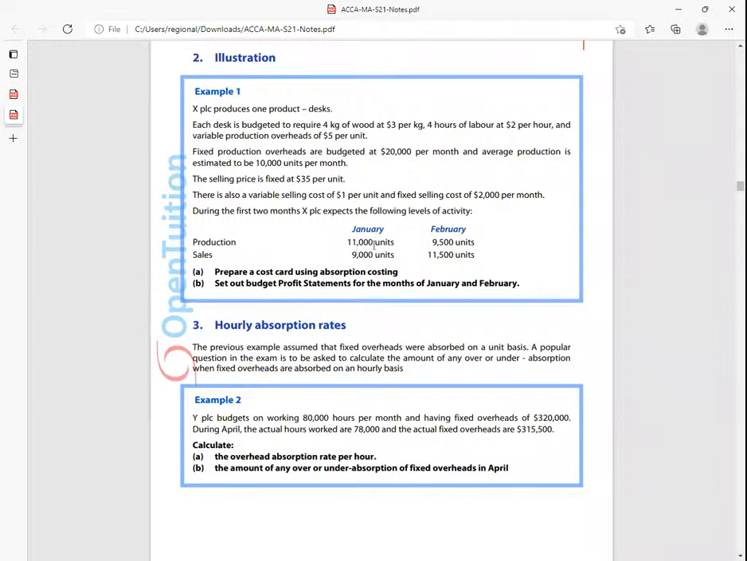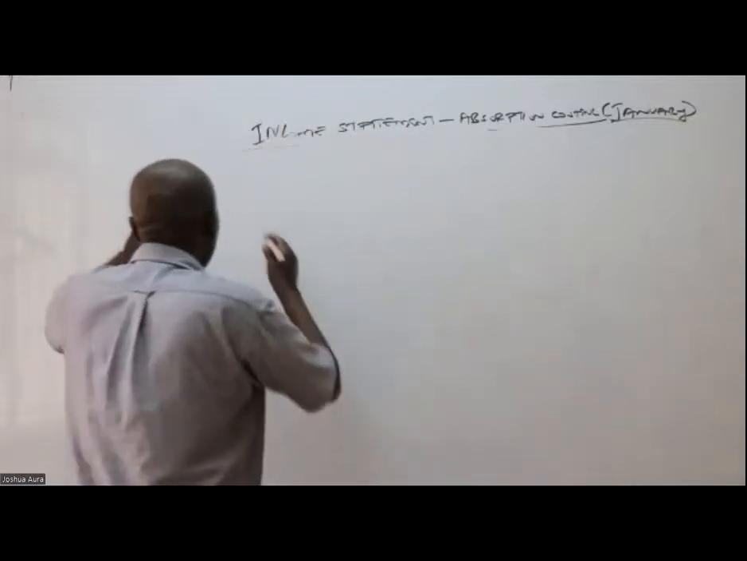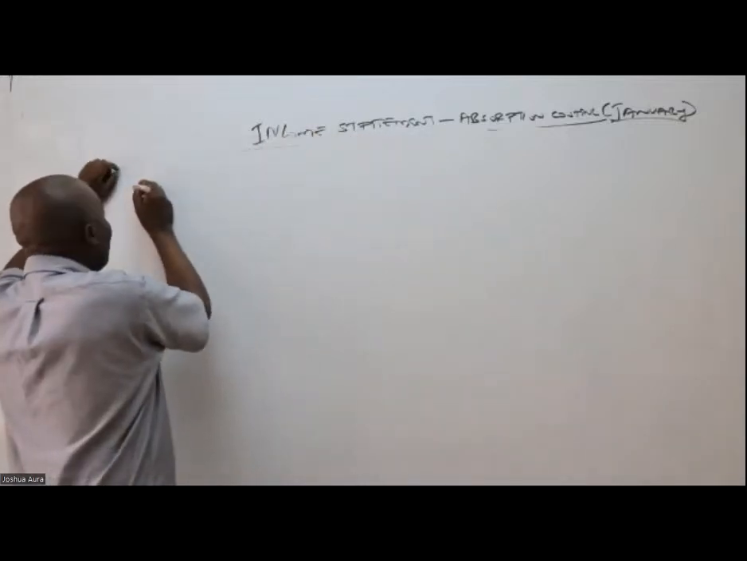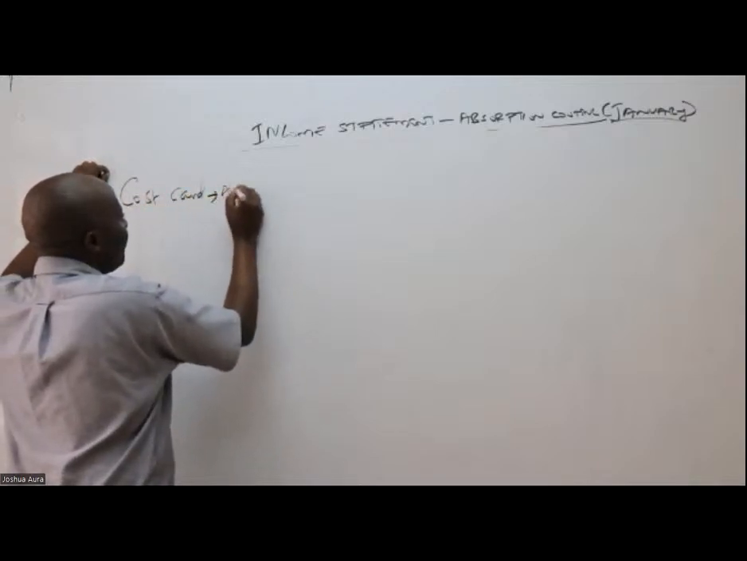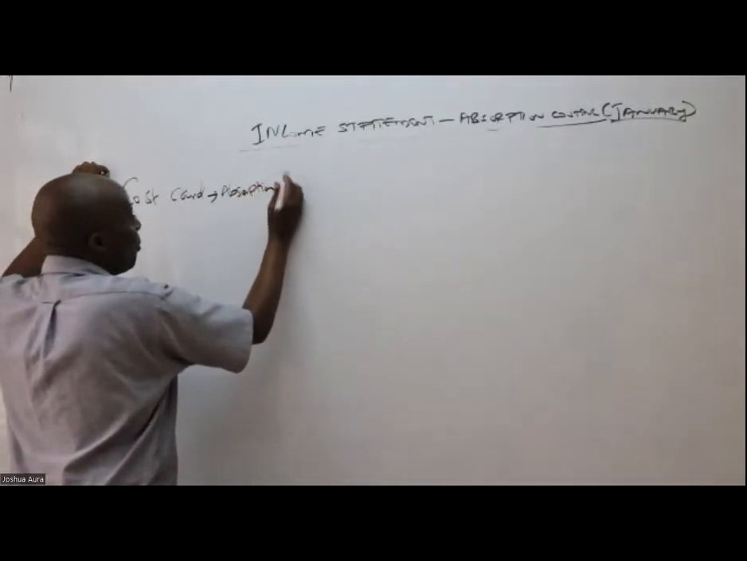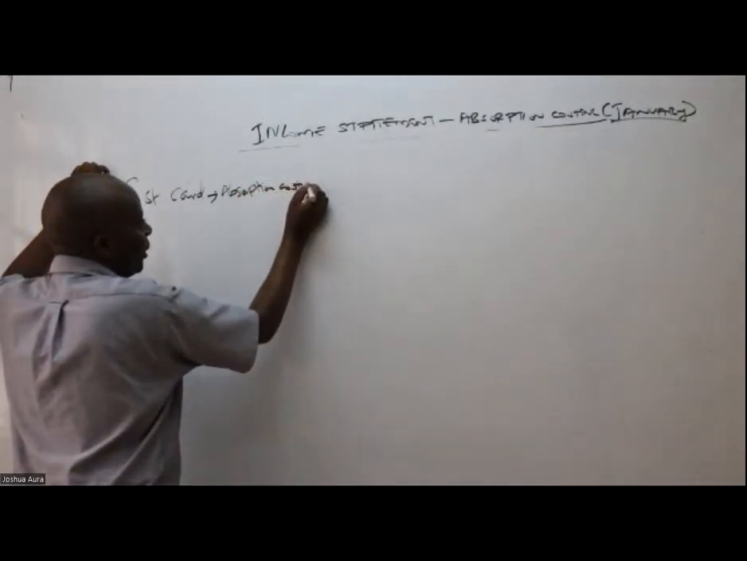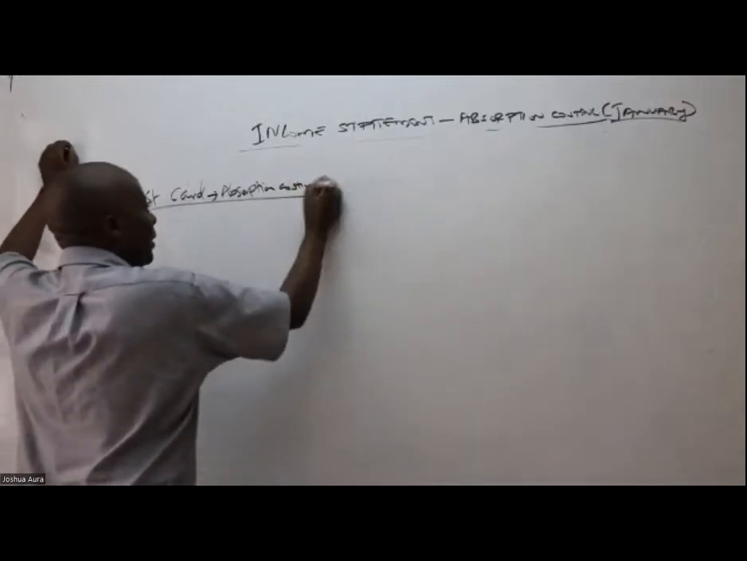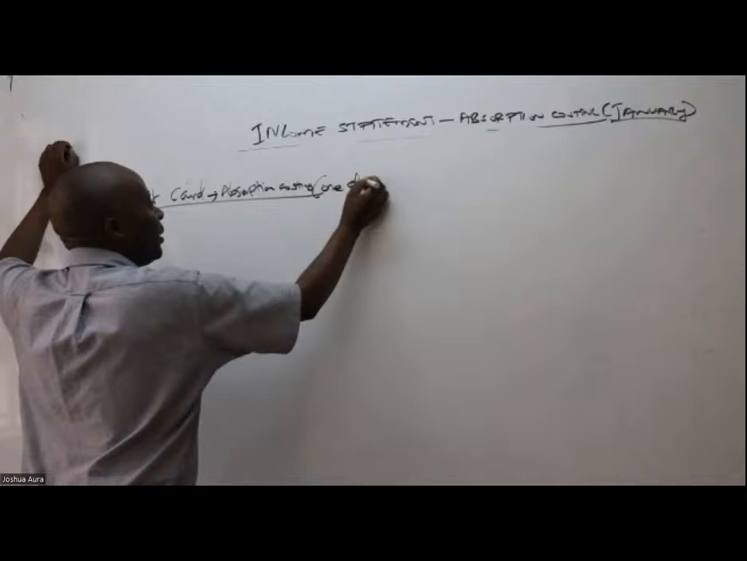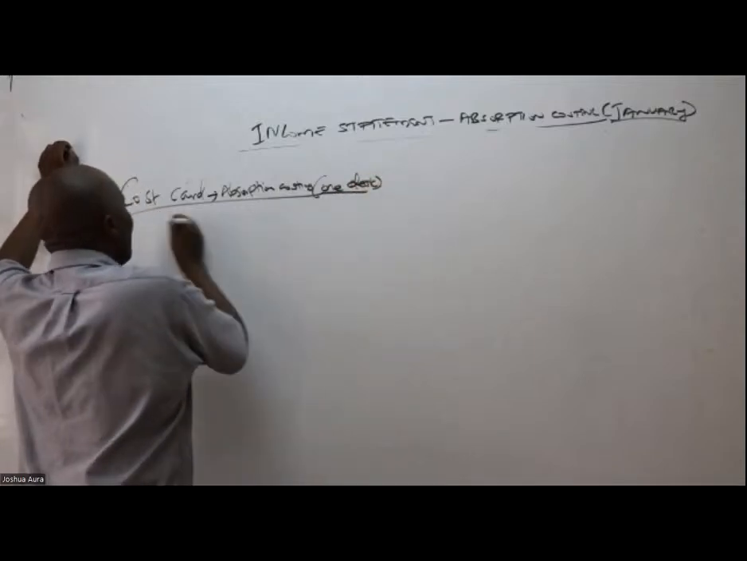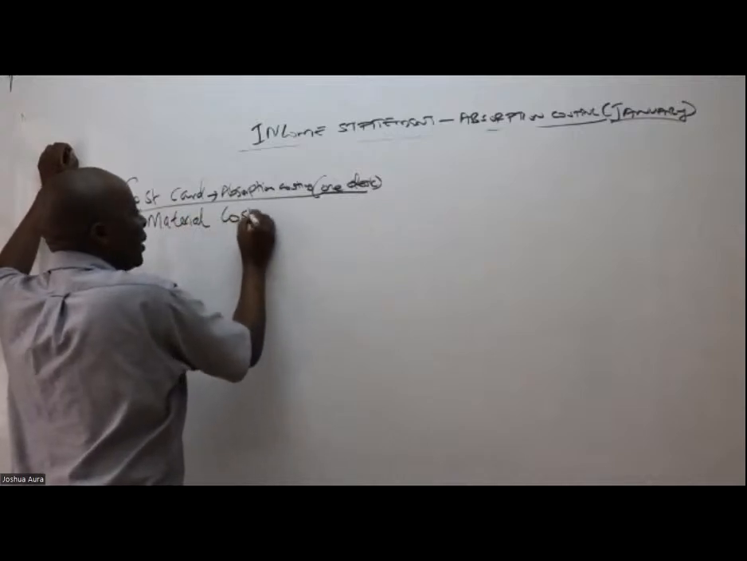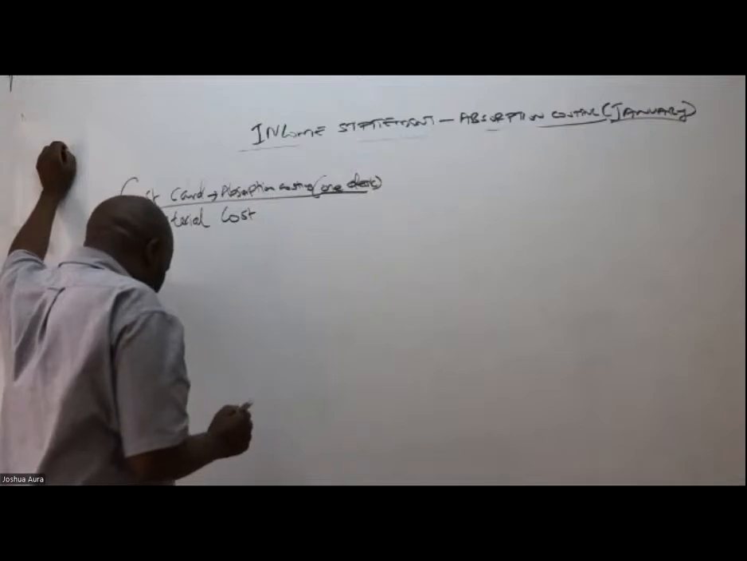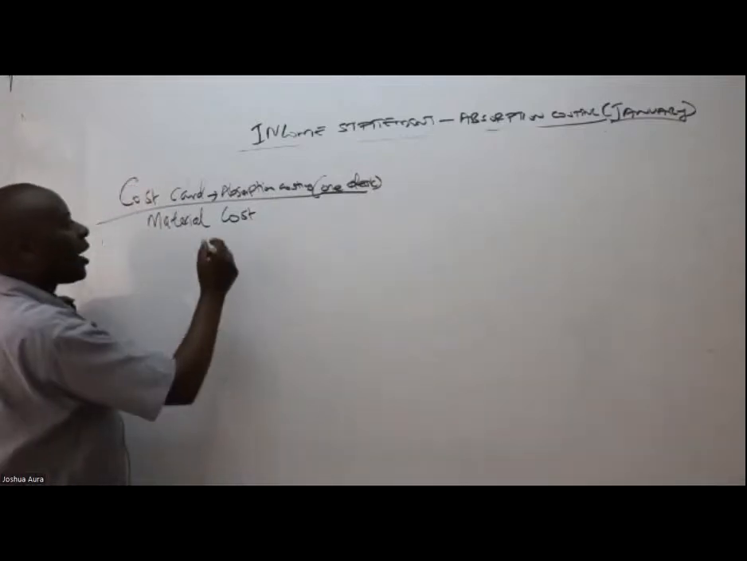So they want us, number one, to prepare a cost card using absorption costing. So we are absorbing all production expenses. To produce one desk, remember this is for one desk, we have our material cost. Of course, this will be the wood.